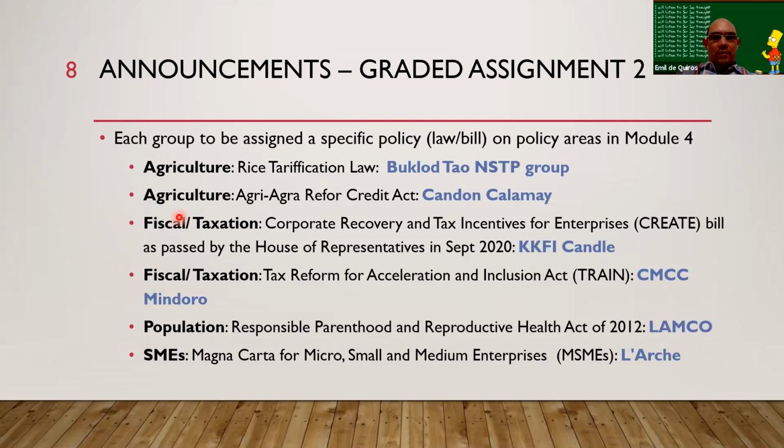Another fiscal, very controversial is the TRAIN, Tax Reform for Acceleration and Inclusion Act, assigned to CMC Mindoro. Population, another controversial law, Responsible Parenthood, the RH Act of 2012, assigned to the LAMCO NSTP group. And SMEs, assigned to LEARC. Sorry if I'm pronouncing it wrong. The only two laws here that are not controversial are the Agri-Agra Reform Credit Act, though it's a bit controversial in some ways, and the Magna Carta for SMEs. And the rest is really controversial.